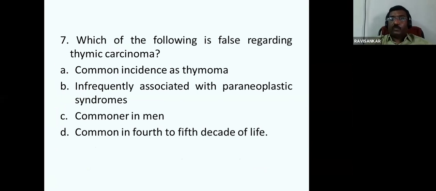Which of the following is false regarding thymic carcinoma? Common incidence as thymoma. Infrequently associated with paraneoplastic syndromes. Common in men. Common in the 4th to 50th decade of life.